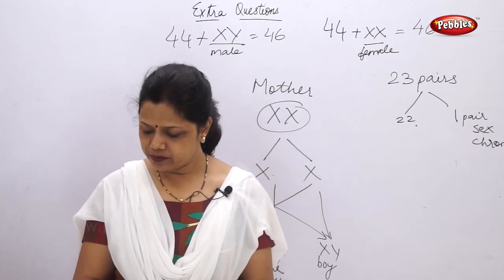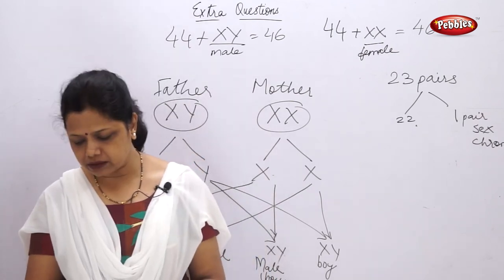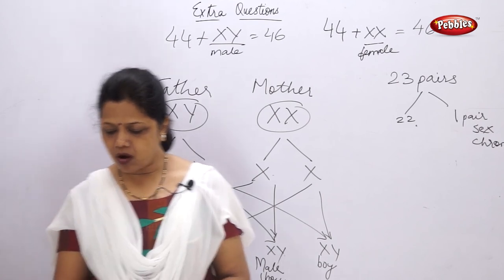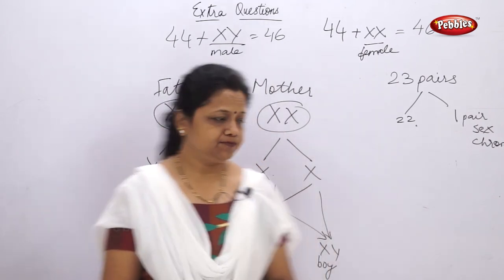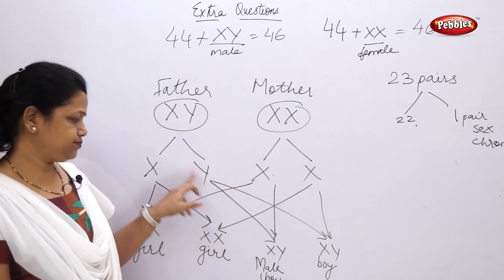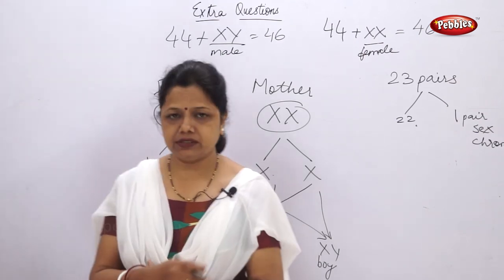Next statement, if X chromosome is inherited from mother and Y chromosome is inherited from father, the offspring will be male. Correct. If X from mother, Y from father, it will be a male child. This is a correct statement.